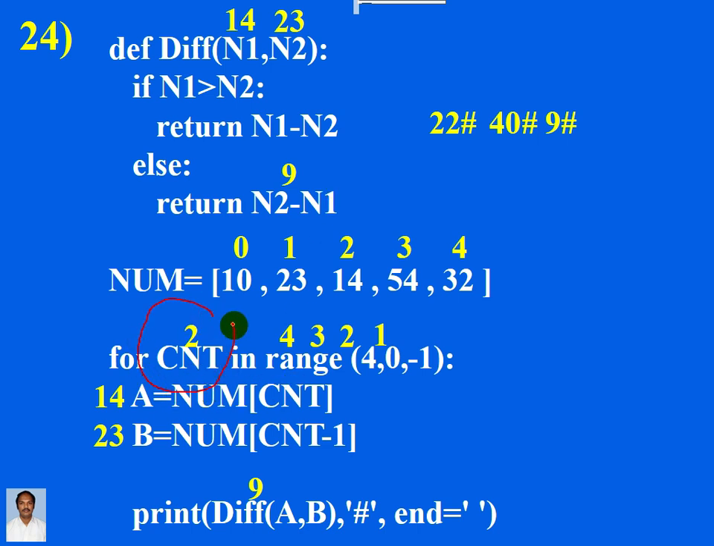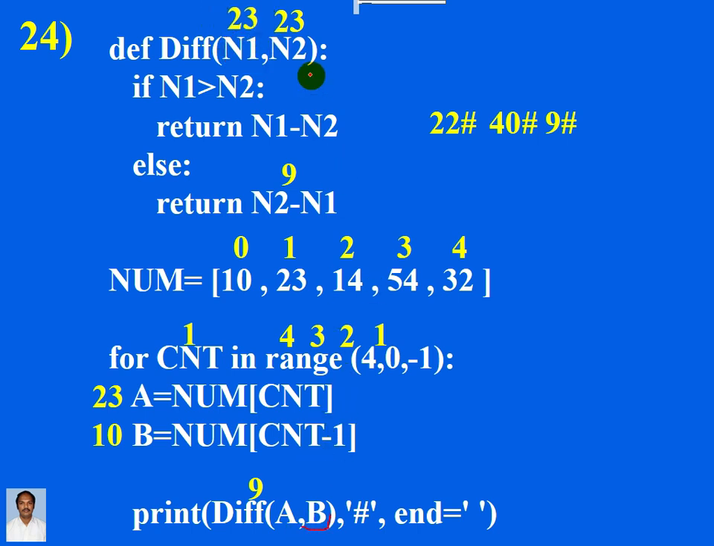Now CNT takes the last integer in the range, that is 1. So CNT is 1, num of 1, 23, that comes in A. CNT is 1, 1 minus 1, 0, num of 0, that is 10, comes in variable B. Here you call the function. So control reaches a point where the function is defined. A is passed to N1. So what does A contain? 23. So now your N1 contains 23.